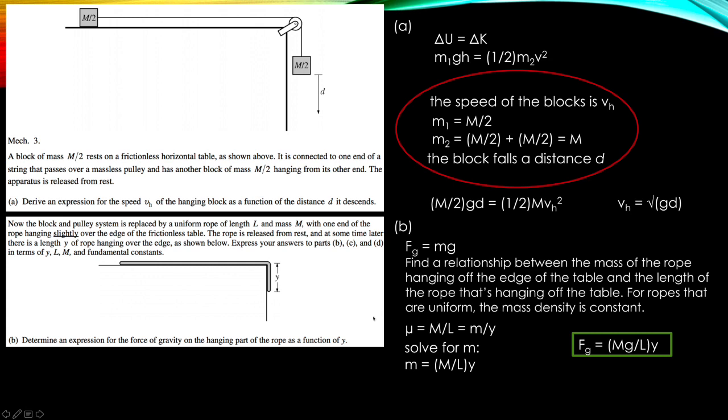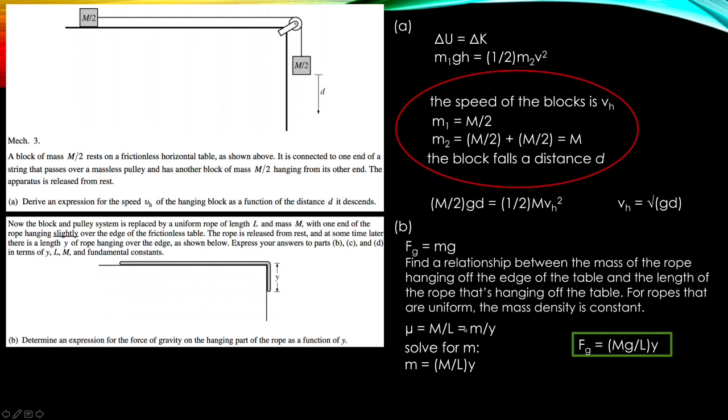So for ropes that are uniform, the mass density is constant, and the mass density is just m/L, right? Because it says it's a uniform rope. And therefore we can just say mass m divided by length L, that this value is always going to be constant. What that means is that we have this segment here falling off this table. Whatever mass this segment is, if we just forget about this part for a second, we can just call this small m. And then the length of this is y.